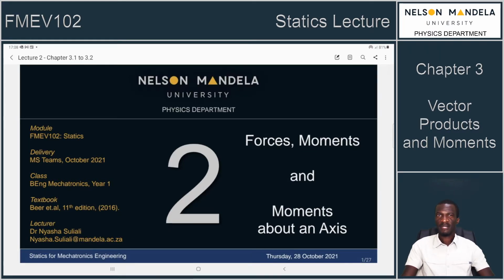And we are trying to now figure out how we can analyze a case where a rigid body has some force applied onto it, but that force does not only push or pull the rigid body, it tends to turn the rigid body. So we will be looking at forces, moments, and moments of those forces about an axis.